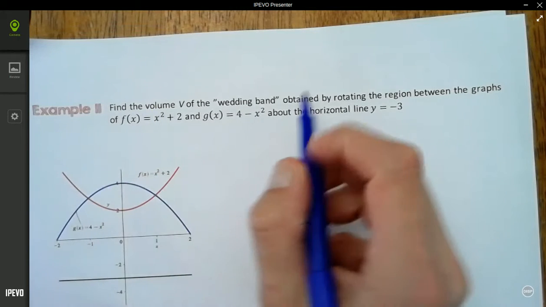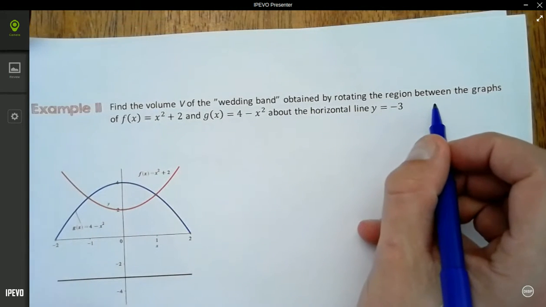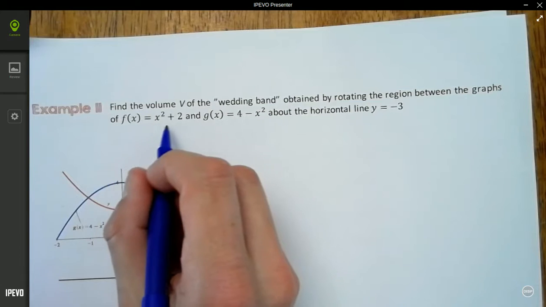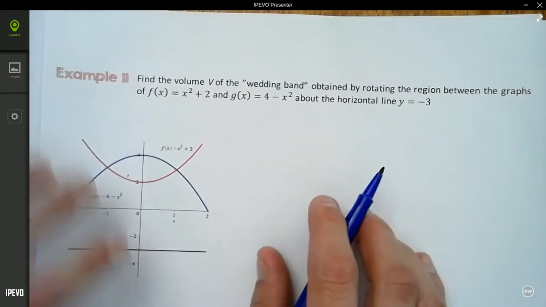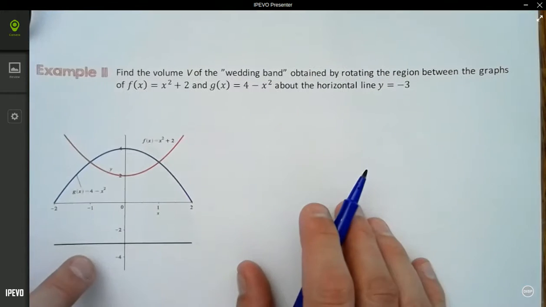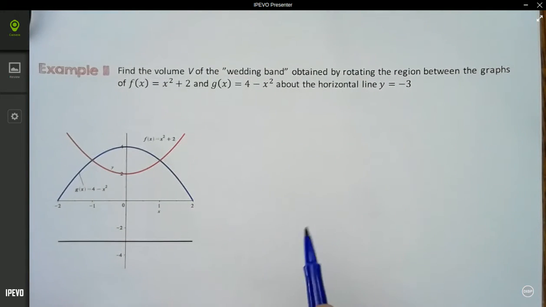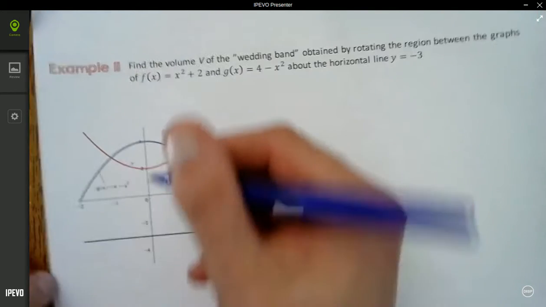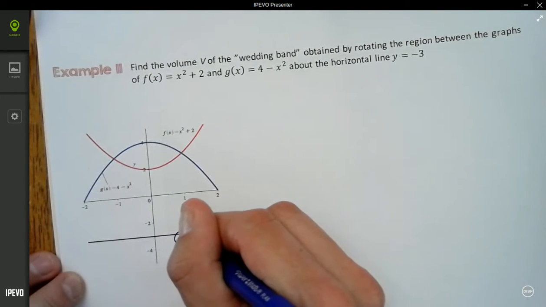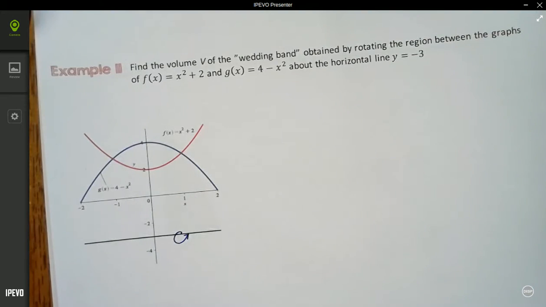Find the volume of the solid obtained by rotating the region between the graphs of f of x equals x squared plus 2 and g of x equals 4 minus x squared about the horizontal line y equals negative 3. So, first thing you want to do is find big R of x and little r of x. We're rotating about the line y equals negative 3, so it's drawn in black there.